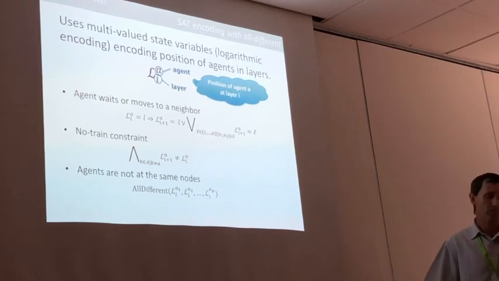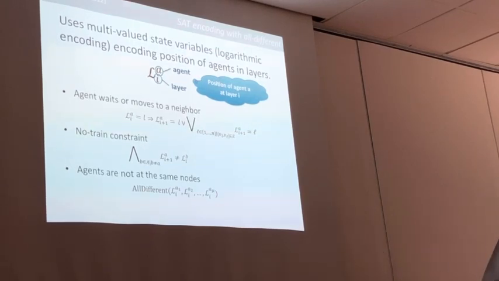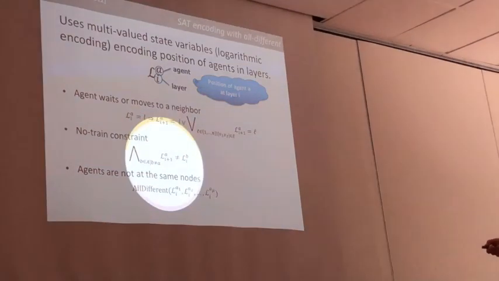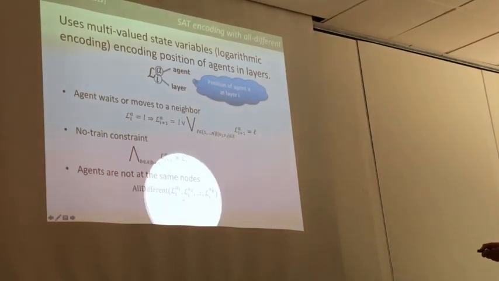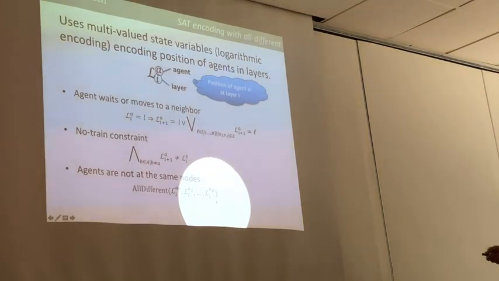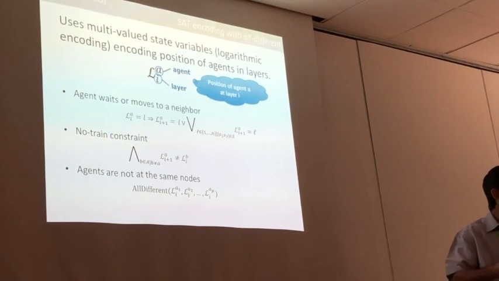And finally, that's why this encoding is called all different encoding, we would like to describe that at any time, no two agents are at the same location. And this is done using the all different constraint, which basically says that all these variables are different. So all the agents at each layer are at different locations. And again, all different is a combinatorial constraint. We need to translate this combinatorial constraint to logical formulas. There are several ways how to do it.